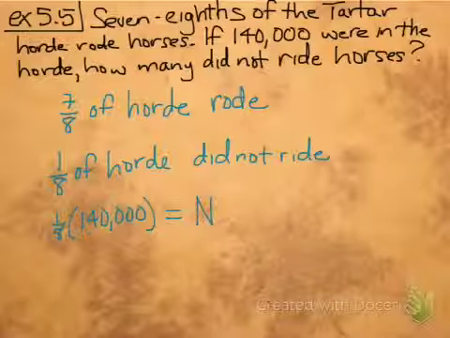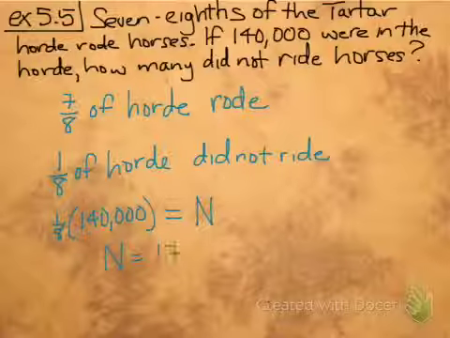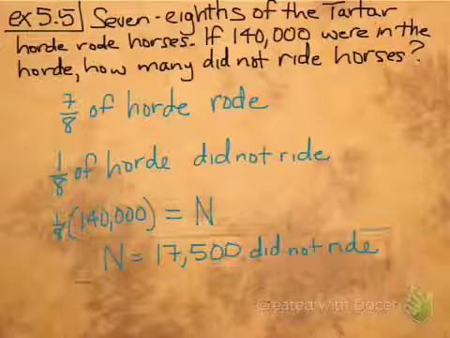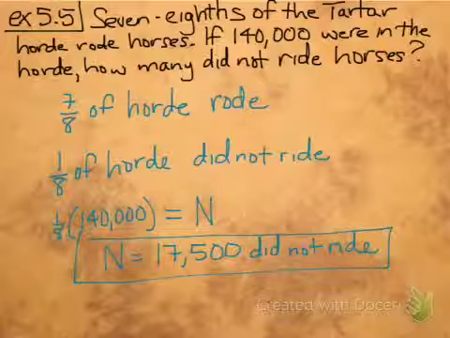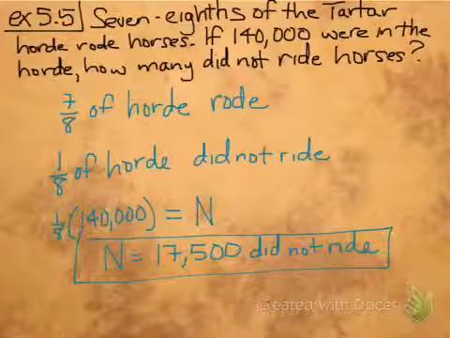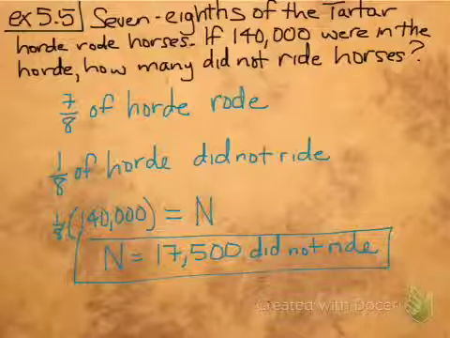So we're dealing with 1/8 of the horde, and the horde was 140,000. So 1/8 of 140,000 is going to give us our number. So we just have to divide 140,000 by 8. When you divide 140,000 by 8, you end up with 17,500 that did not ride horses.